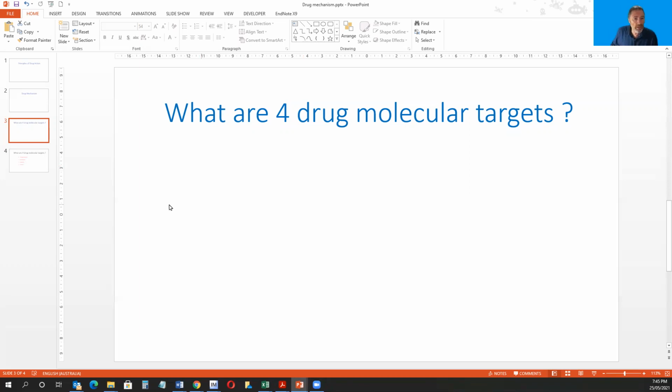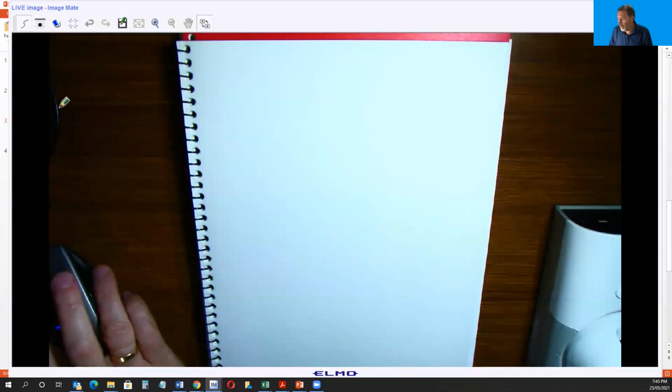Now, how I'm going to do that is I'm going to move over to my document camera and give you a one-page summary coming up right now. So there's my little trusty document camera, and away we go. And let's have a look at this.